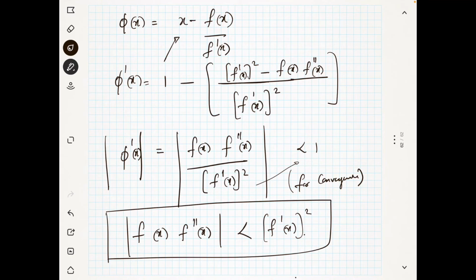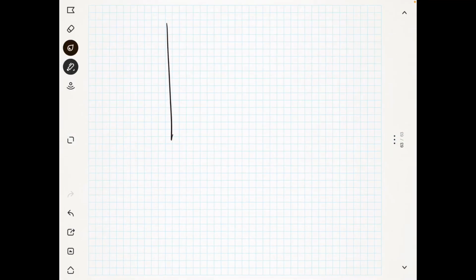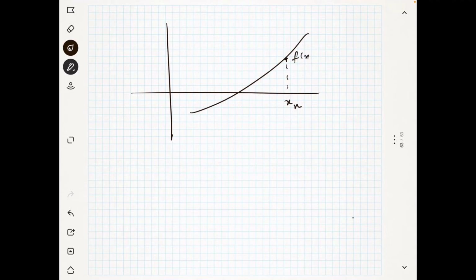So at a given point, for example, you have a function and you are at the point x_n. Then you know what f of x_n is, and you will also calculate the slope. And what is the slope? It is nothing but f dash of x_n, and you will also calculate f double dash of x_n.